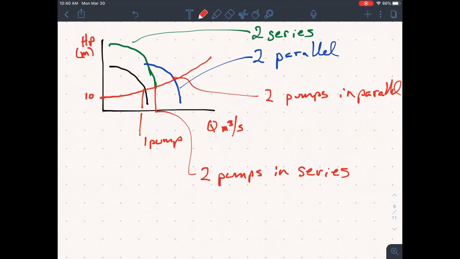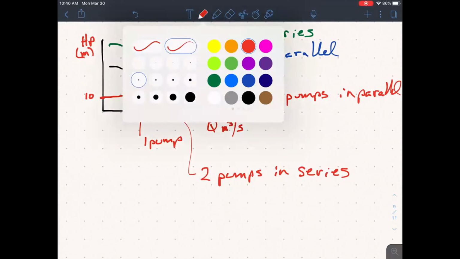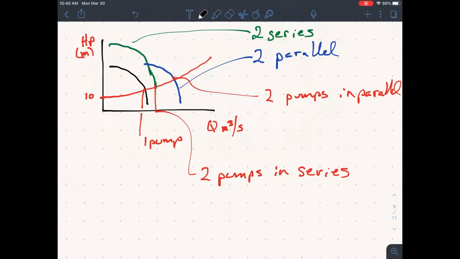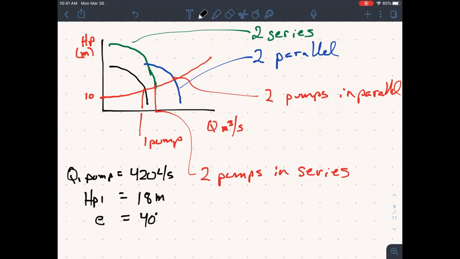So for this particular problem, I'll just give what we end up with. So Q of one pump is going to be equal to 420 liters per second. So we're working in liters per second now. The head of one pump is equal to 18 meters. So these are the operating conditions. And then our efficiency, and we'll look at efficiency curves for the project, our efficiency would be 40%.